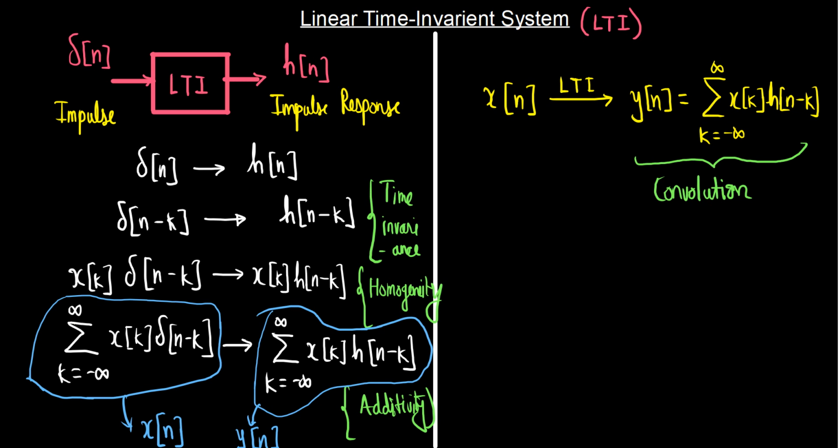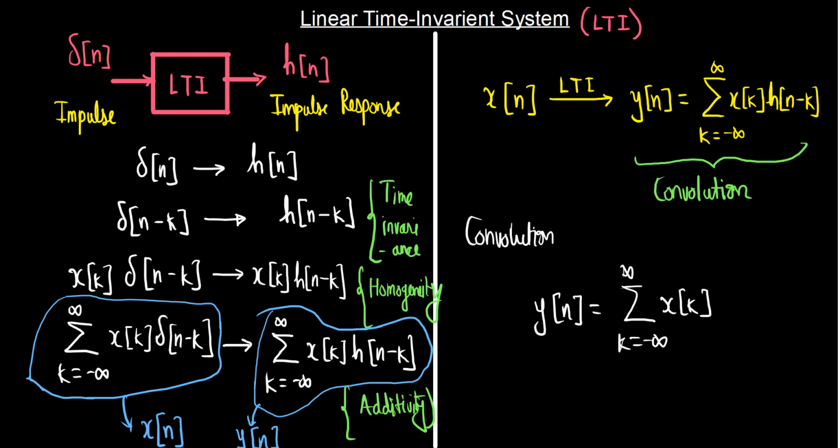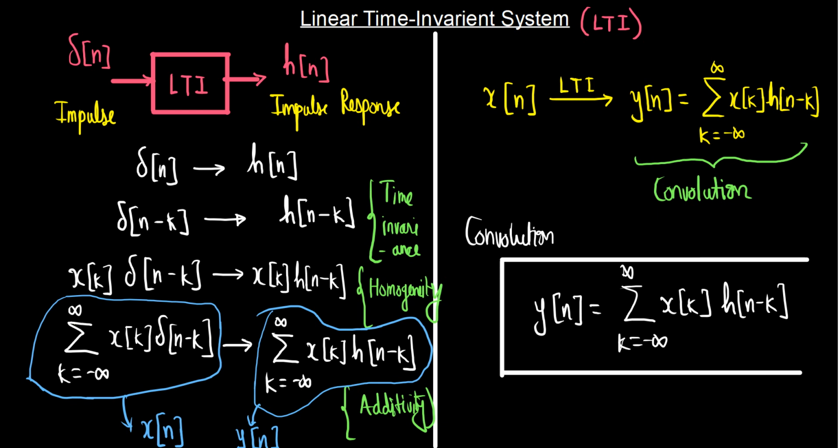So convolution here is defined as y of n equals the same thing here, k running from minus infinity to infinity, x of k h of n minus k. This is the convolution sum here. Very important observation. Now you should note that this thing is true only for an LTI system.